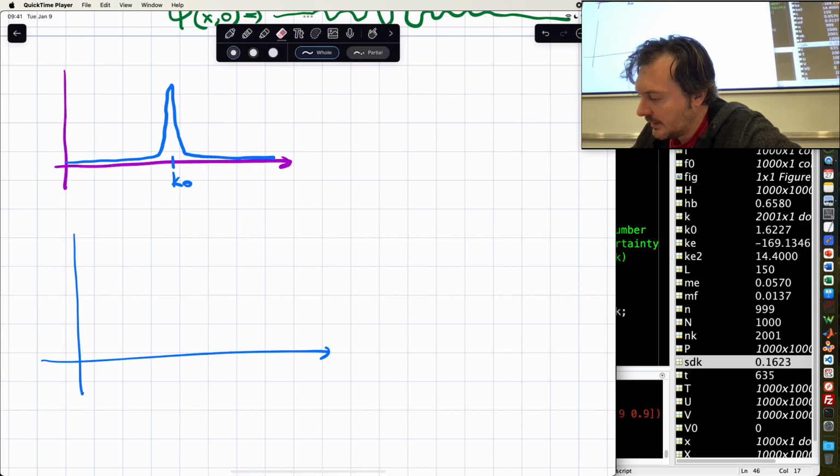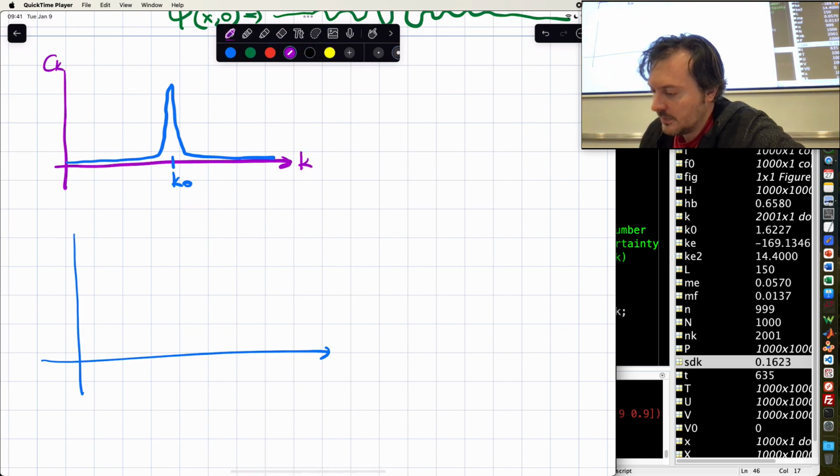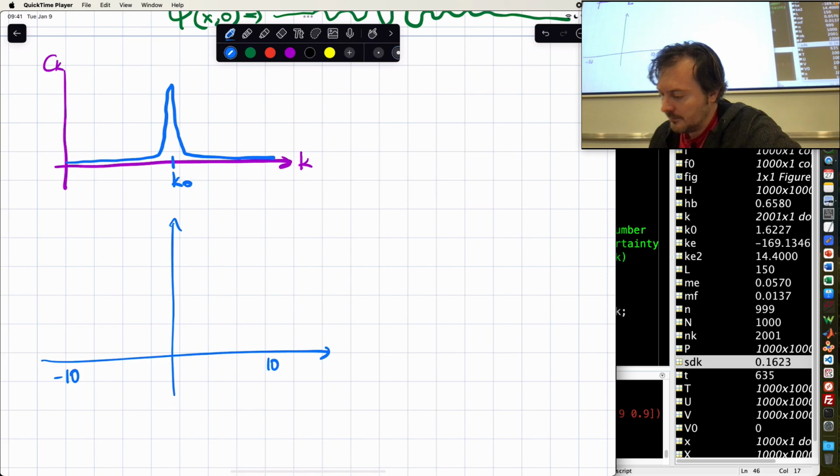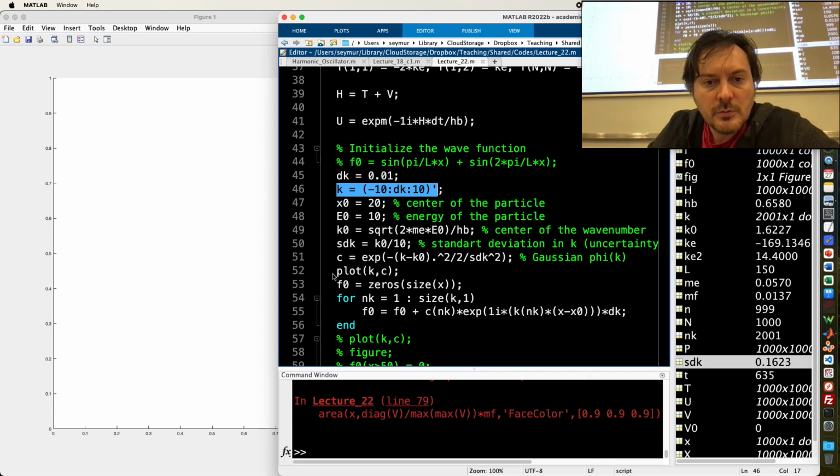Actually, this is k, and this is ck. Okay? So k in our code goes between 10 and minus 10. Okay? This is k. And what happens?